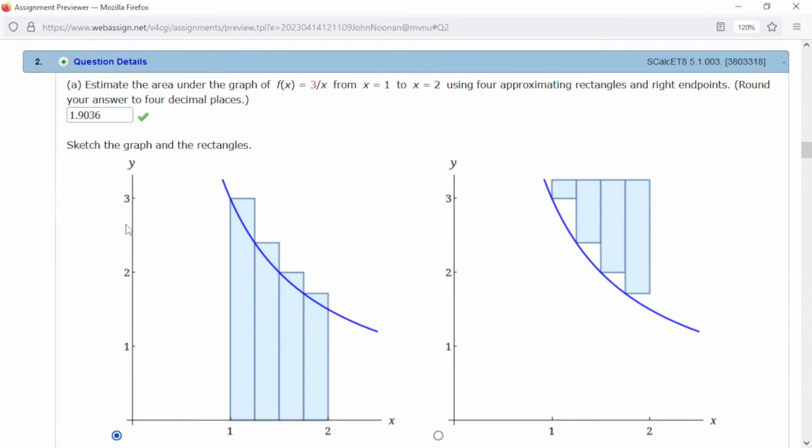Okay. So I just wanted to double check that I was doing it right, because if I can't do it right, then you might not be able to do it right either. All right, so that's number 2.